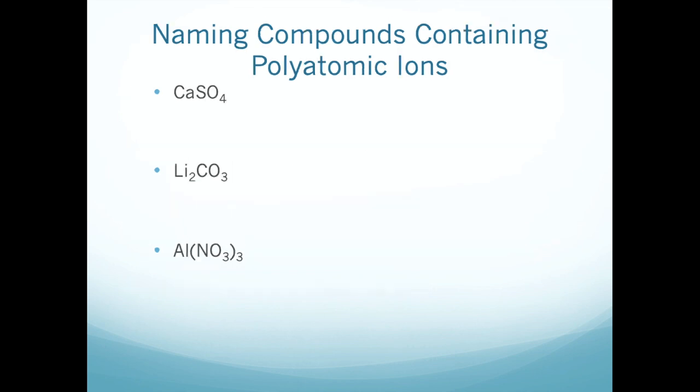So let's try some examples out. Here we have CaSO4. Ca is calcium. SO4, with a 2 minus charge, is sulfate. So the name is simply calcium sulfate. We're just combining those calcium ions and those sulfate ions accordingly.